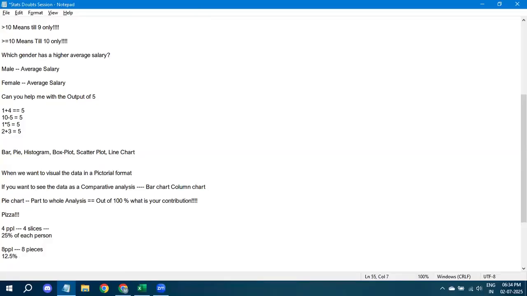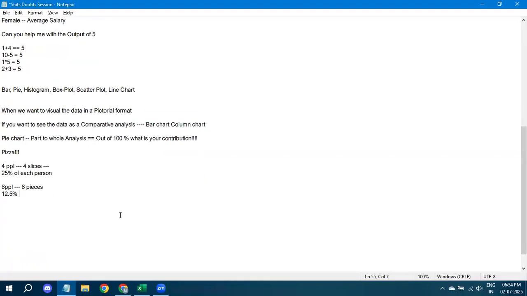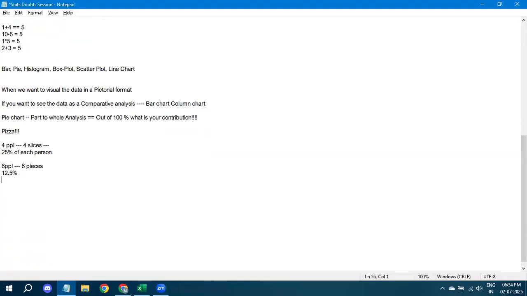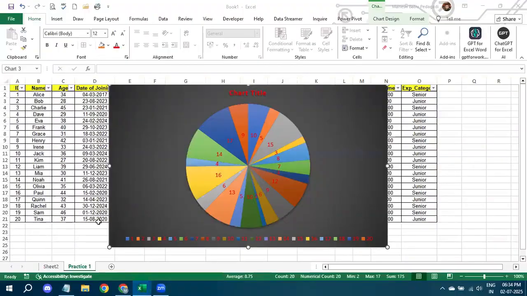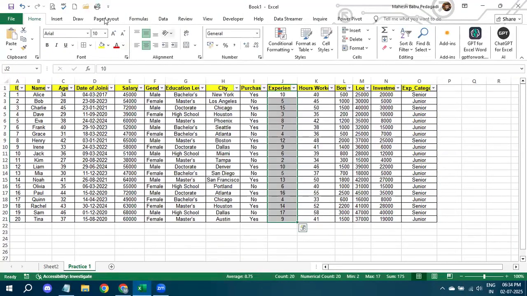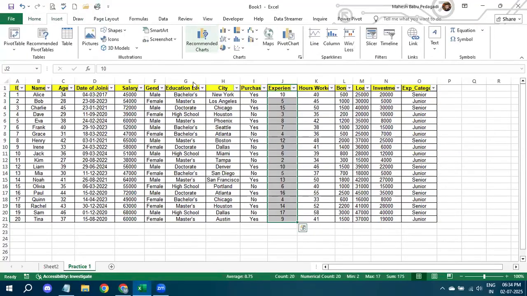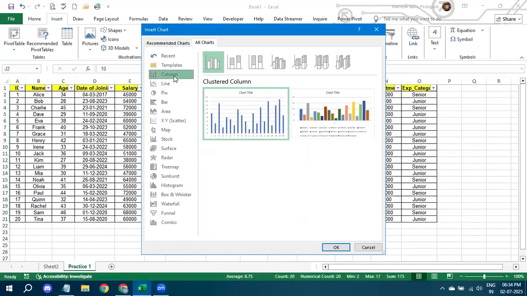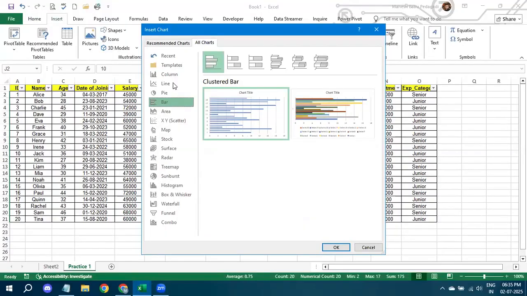In technical terminologies, in your projects, your client will not ask you to go for a bar chart or column chart. They will ask, can you perform comparative analysis? When someone asks for comparative analysis, what are the charts you need to consider? A bar chart or a column chart. For comparative analysis, you need to go for a bar chart or a column chart.